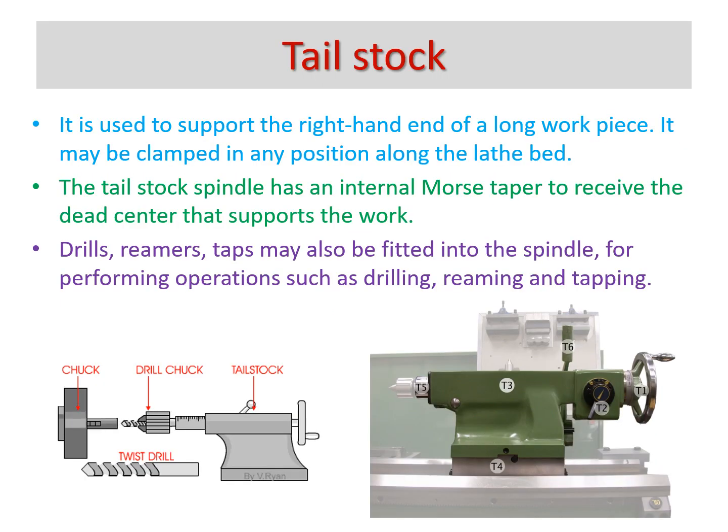Just opposite to the headstock, there is the tailstock. The main purpose of the tailstock is to support the right-hand end of a long workpiece. It can be slid on the bed and its position can be adjusted according to the length of the workpiece. Besides supporting the workpiece, the tailstock can also be used for drilling and boring purposes.